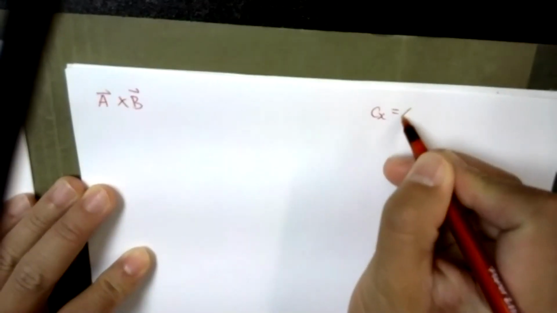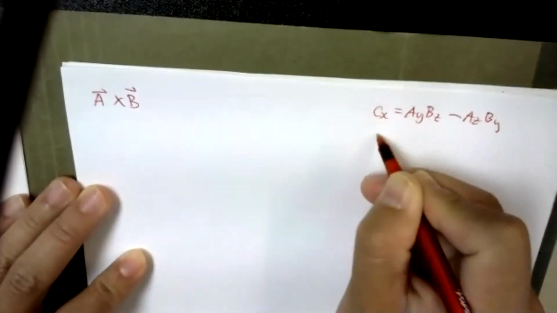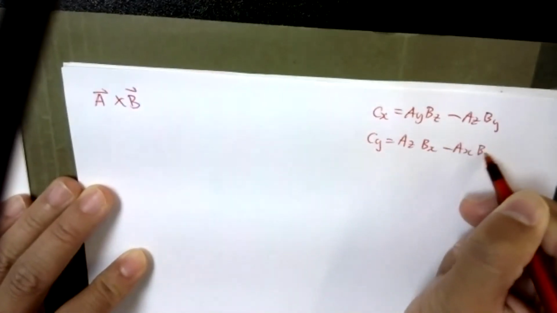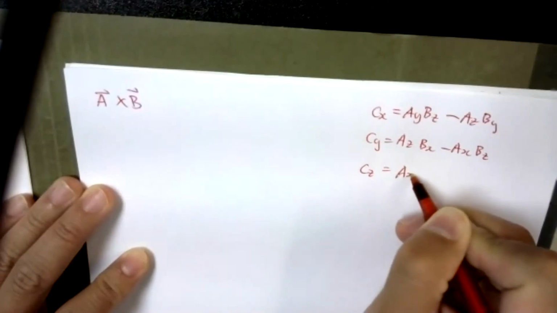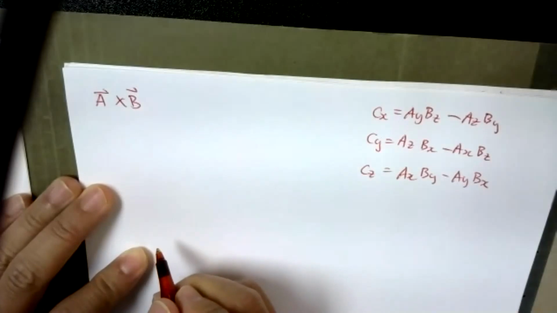So you can use the expressions we derived earlier. So this is A cross B, the vector product. Okay, so we know that Cx is going to be AyBz minus AzBy, and then Cy is AzBx minus AxBz. Cz is AxBy minus AyBx, right? We have the three components.